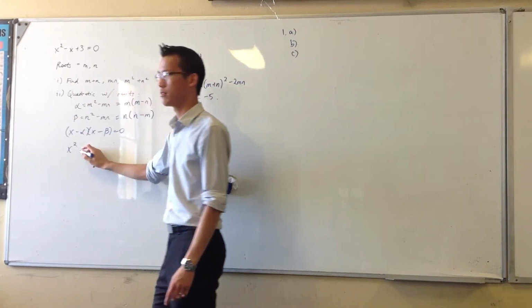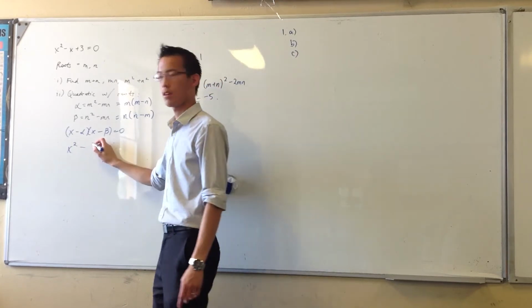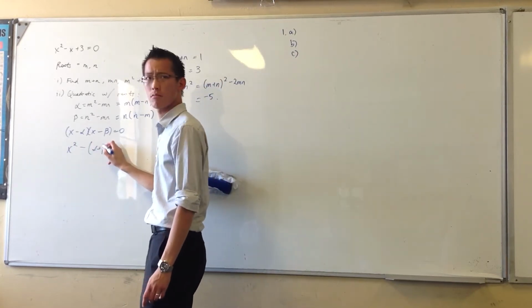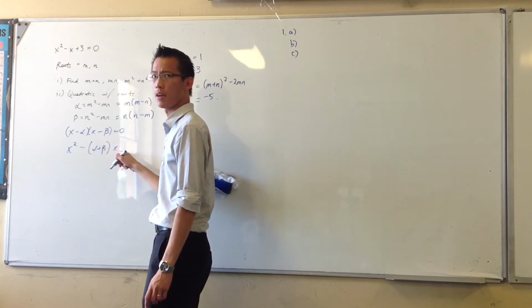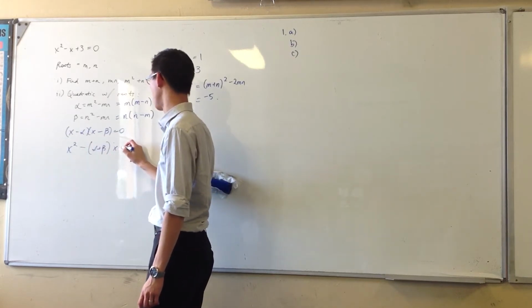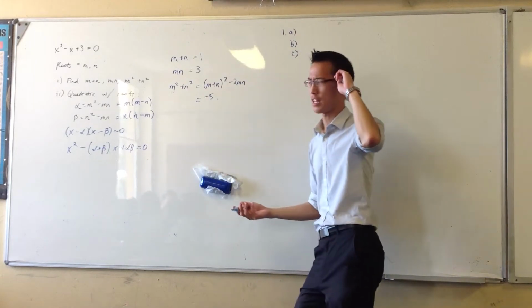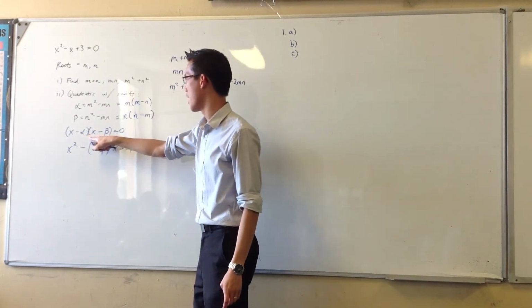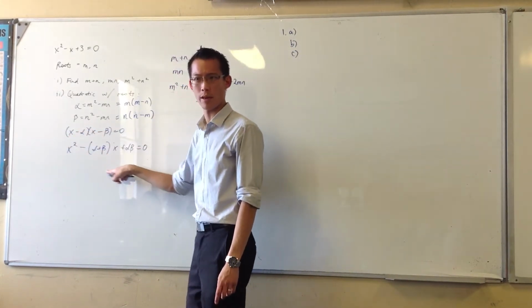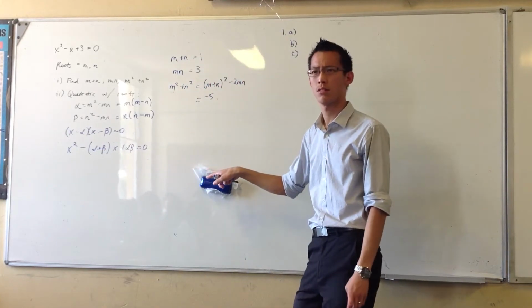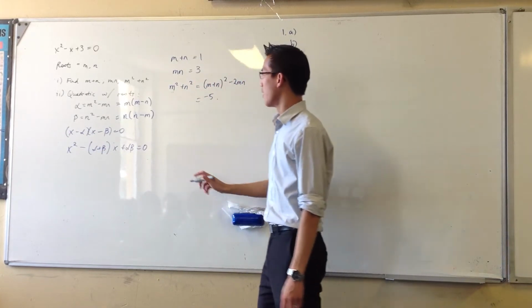X squared minus alpha, this will be alpha plus beta, right? I think. Sum of alpha and beta. Plus alpha beta. Is that right? I skipped a step, because I'm going to get minus alpha x and minus beta x, so that's why they come together. Okay. Alright, good.